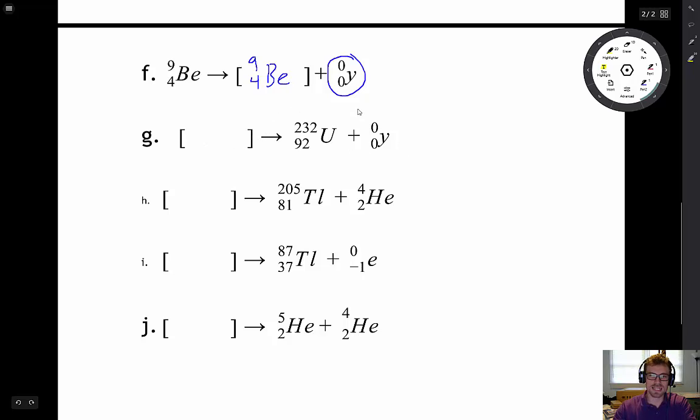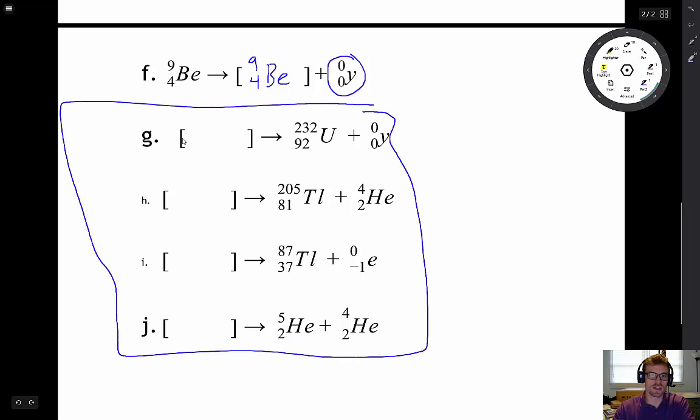You'll notice for these last 4 down here at the bottom, you are trying to find out what is on the left of the arrow. What did we start with? What was the unstable nucleus? And so you'll be using the exact same rules. You want to be finding what is the mass, what is the atomic number. Here you can just kind of easily add them up, a little bit easier to do with that one, okay?